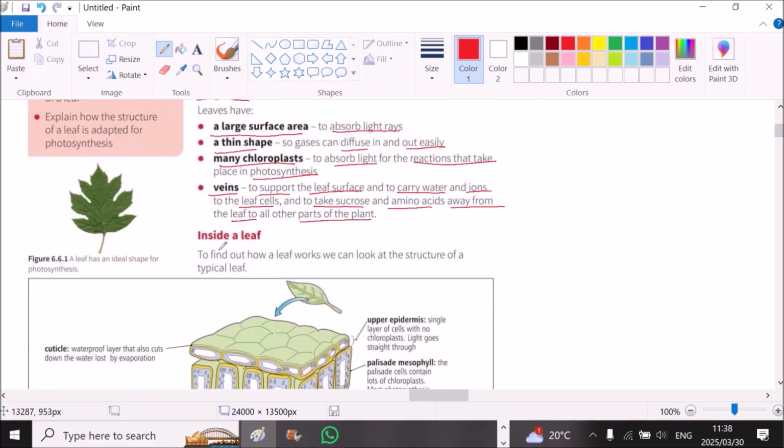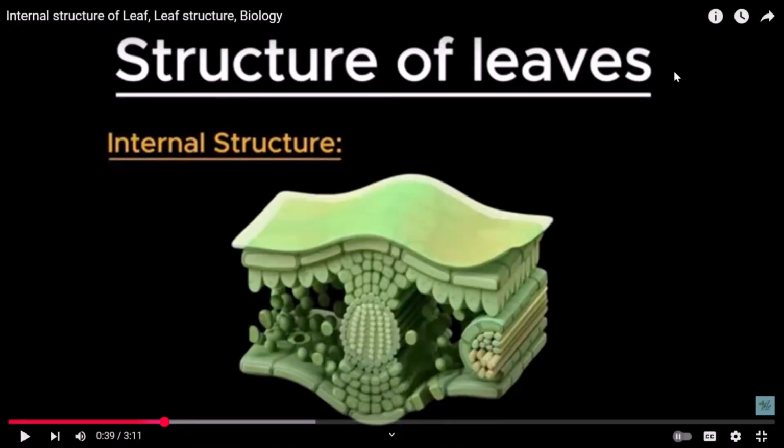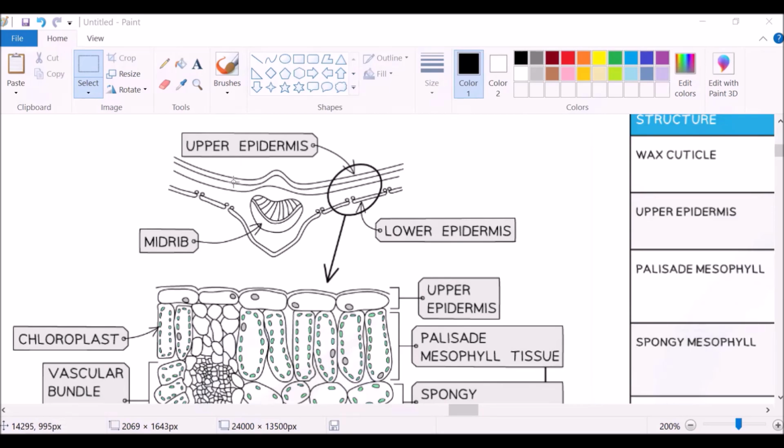Inside a leaf, to find out how a leaf works, we can look at the structure of a typical leaf. The aim of this topic is to find out what type of cells make up the leaf from the top surface to the bottom surface. When we cut across a leaf, what structures do we find inside the leaf? The external structure of the leaf consists of a midrib, the upper epidermis, and the lower epidermis.